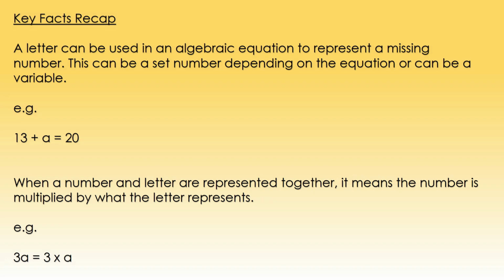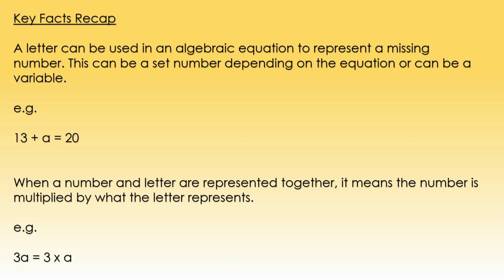A letter can be used in an algebraic equation to represent a missing number. This can be a set number depending on the equation or can be a variable. For example, 13 plus a equals 20. In this example, we need to work out what the a represents. In this case, it would be 7.